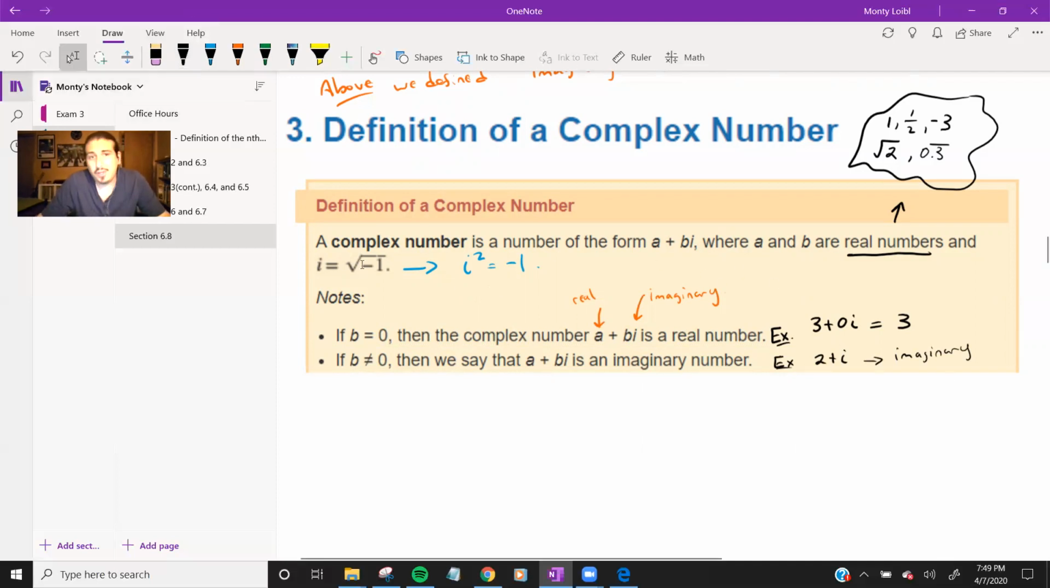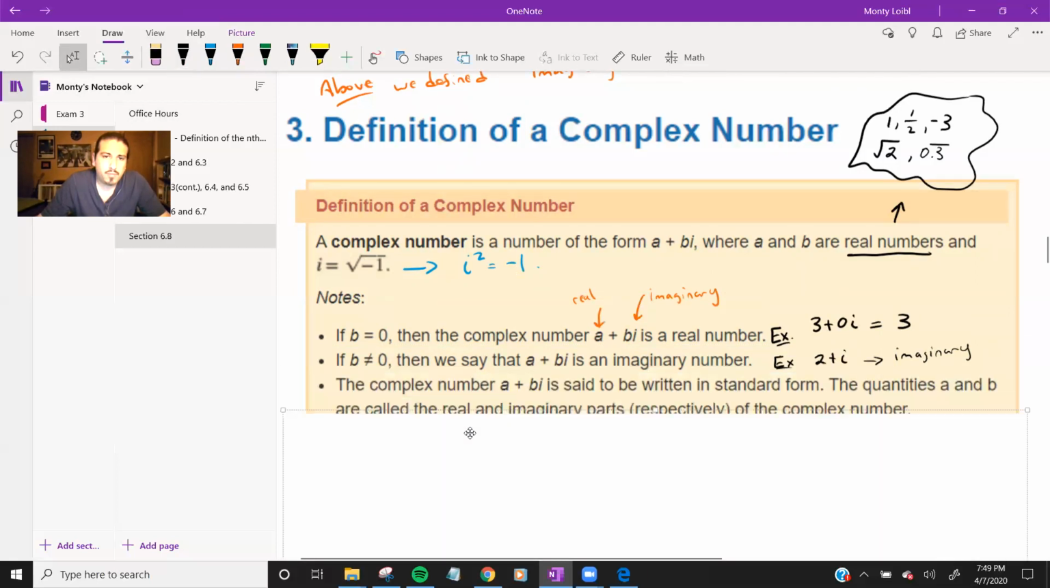Right? You have an imaginary part to the number. Okay. The complex, we'll go a little further down.